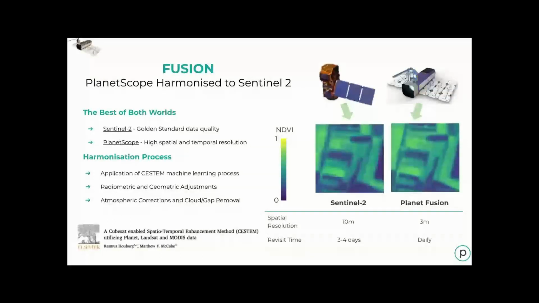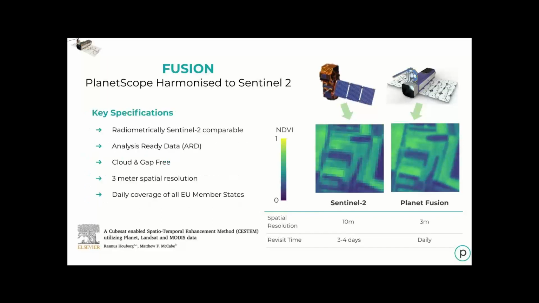So there are benefits to both of these constellations, and what we do in Fusion is that we enhance PlanetScope with the radiometry and the data quality of Sentinel-2, and this harmonization process is called CSTEM. You can see here on the bottom, there is a reference to a peer review article that documents the process. It's a machine learning process that in a general sense, you could say, takes the pixels of PlanetScope and teaches them the quality of Sentinel-2. And this means basically radiometric and geometric adjustments, atmospheric correction, and cloud and gap removal.